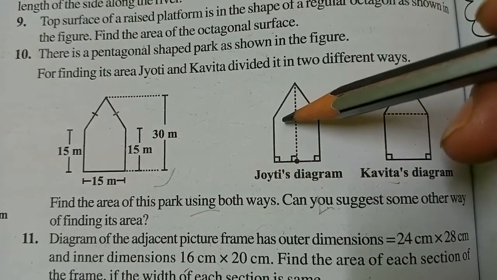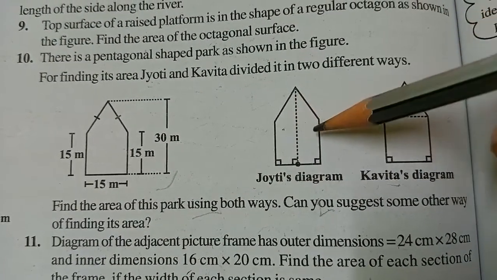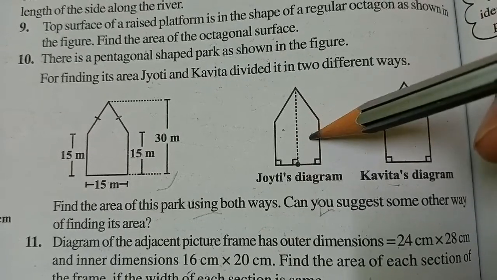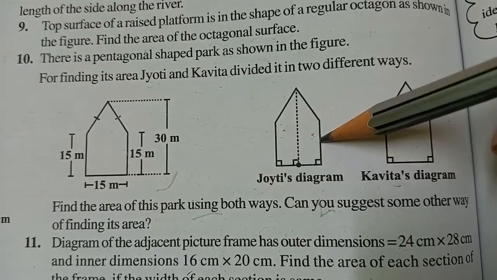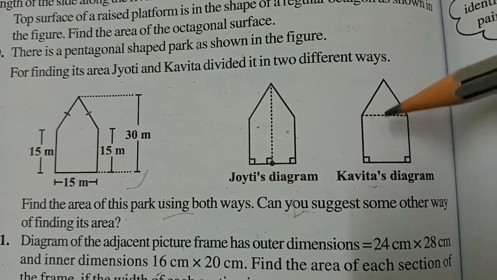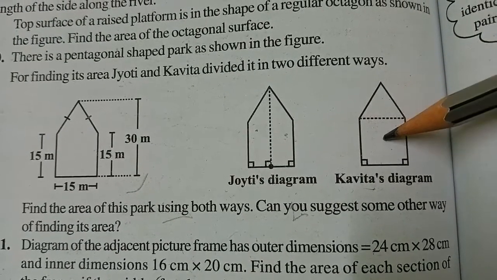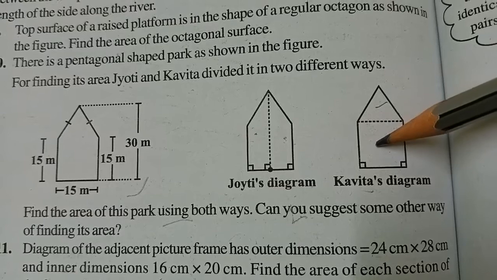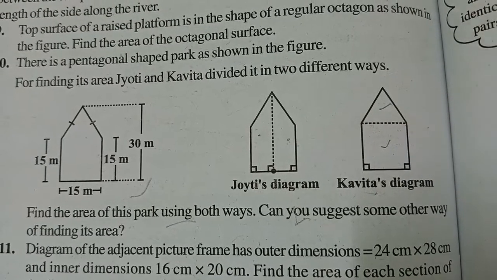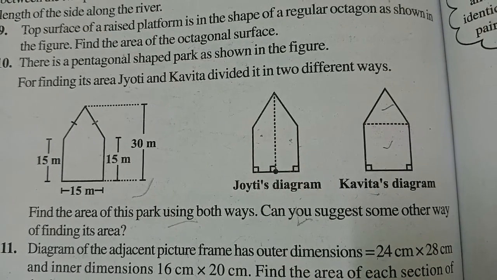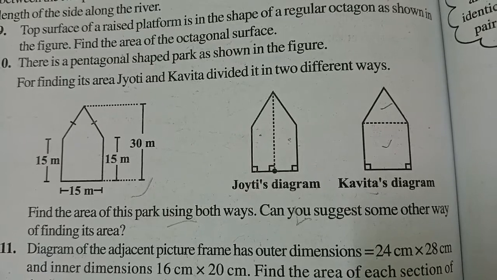Which figure is it? It is one trapezium, it is another trapezium. So she has divided this into two trapeziums. And Kavita has divided this park into two figures: this is one triangle and this is a square. Okay. So let us see whether both the answers are same or not. Whether both the methods are same or not.